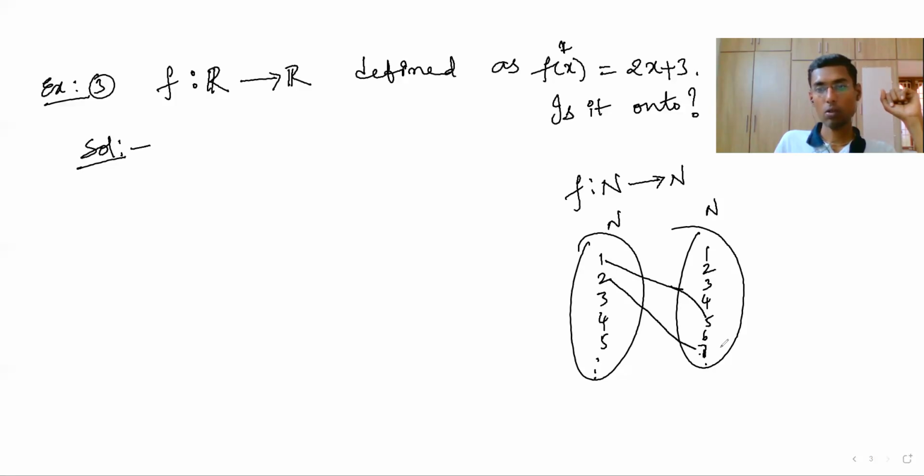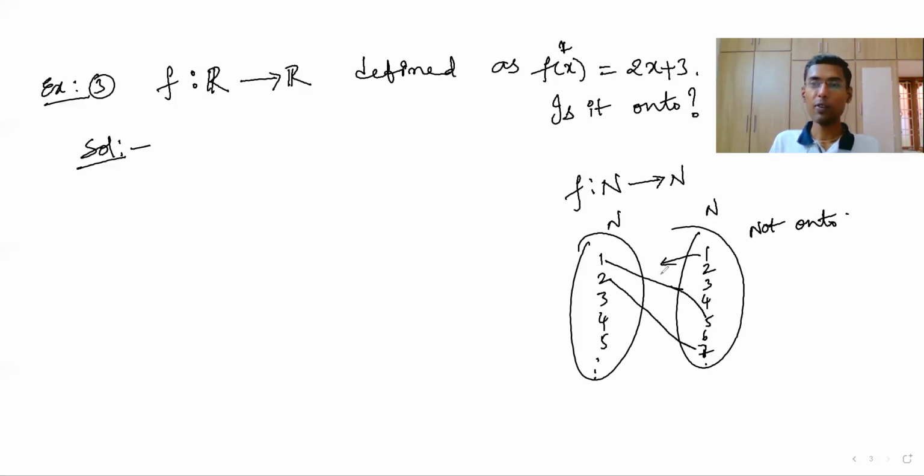Yes, sir. So what is the conclusion? What can you say about whether it's onto? It isn't an onto function. For natural numbers, it's not onto. Why not onto? Because a pre-image of one is not possible.